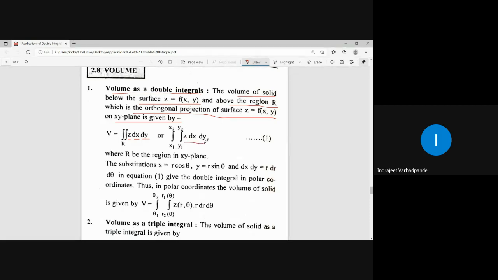So in this case, whenever we have the expression of volume as a double integral, I told you that we need to assume the third variable as a function of the other two. So in that case, we need to have the orthogonal projection of that surface in the xy plane. So how is this converted?